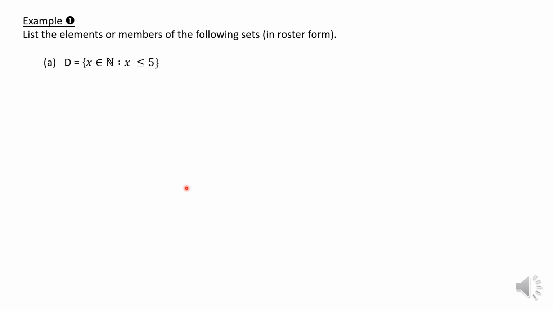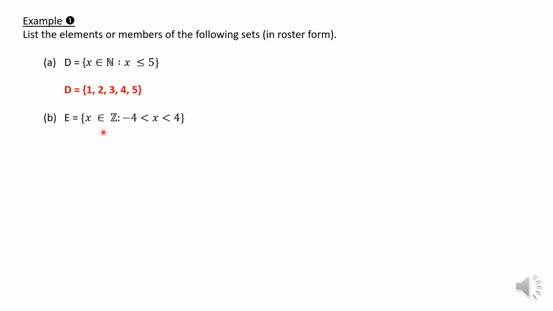So let's bring in a few examples to see whether what we have done we can actually take into consideration now. I have got some questions here. I want you to list the elements or the members in the following set. This is set D, where x is an element of the natural numbers and x is less than or equal to 5. If you were to list them: 1, 2, 3, 4, and 5. But remember that 5 is included because of that "or equal to".